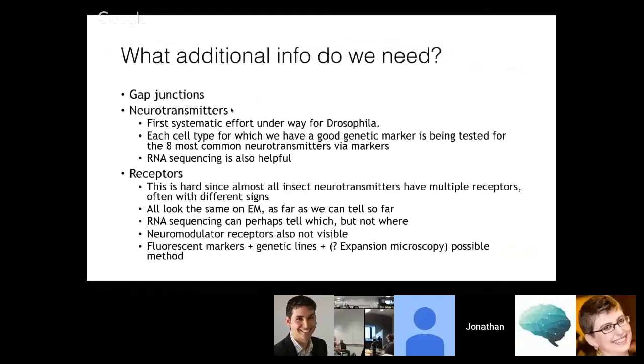So here's some extra info that was given. Obviously, some additional information is the information of gap junctions. That definitely plays a role in non-spiking neurons. And then I brought up the idea of neurotransmitters and receptors. The idea is that there are different methods for figuring out neurotransmitters and different methods for figuring out the receptors. So I was wondering if you guys have any questions on that.